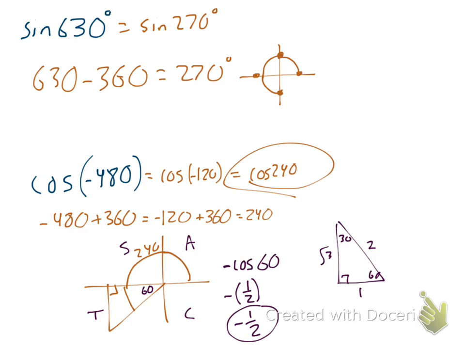And there's your answer. So what does cosine of negative 480 equal? Negative 1/2. What does cosine of negative 120 equal? Negative 1/2. What does cosine of 240 equal? Negative 1/2. They're all the same because they all terminate in the exact same place. This is a negative 120 degrees. So that's why I could have used the cosine of negative 120.